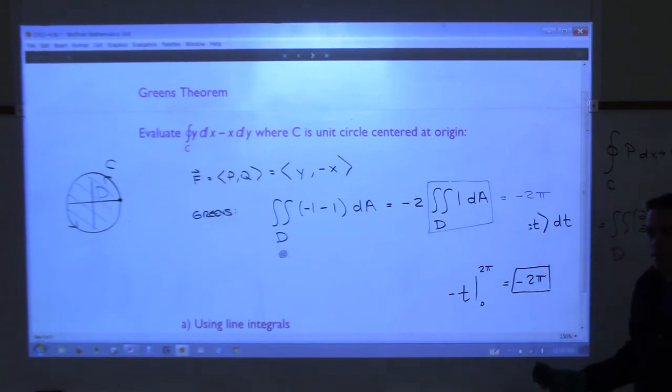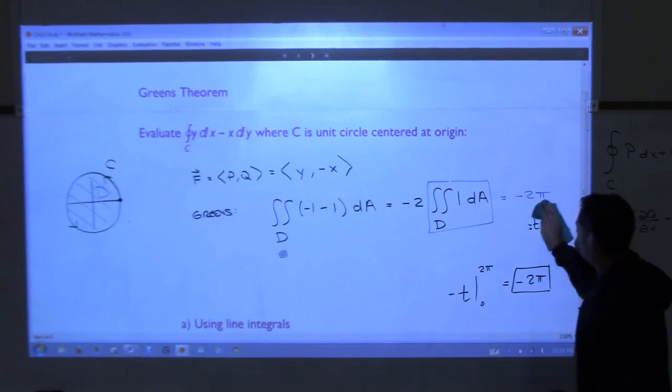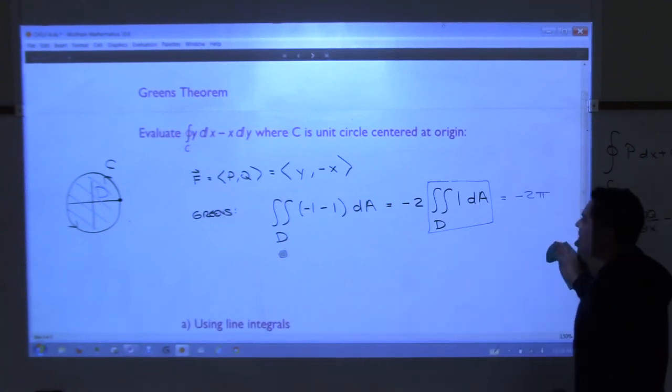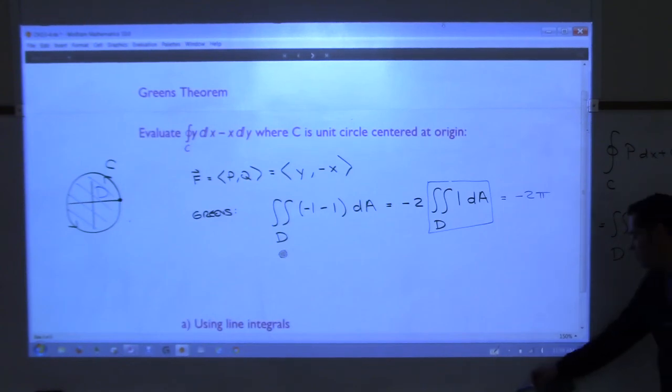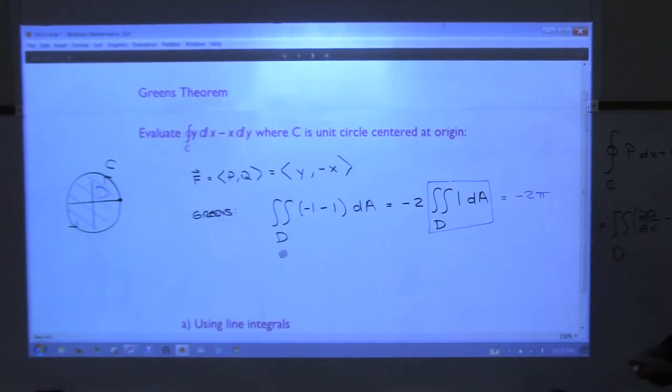But that's a lot more work, isn't it? So do you see how if you use Green's theorem in that problem, you actually don't have to do any calculus at all, like no integration, no derivatives, nothing? You just need to know the area of a unit circle. It won't always work out that way, but that I think shows some value in it.